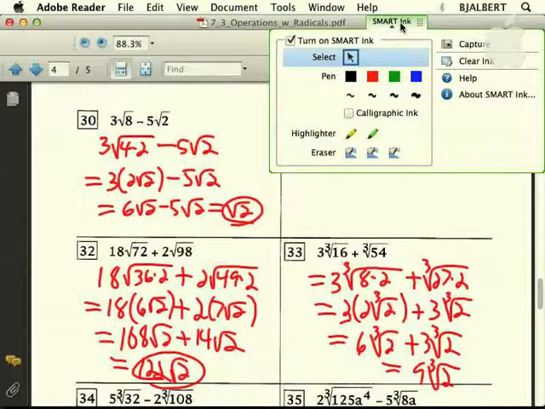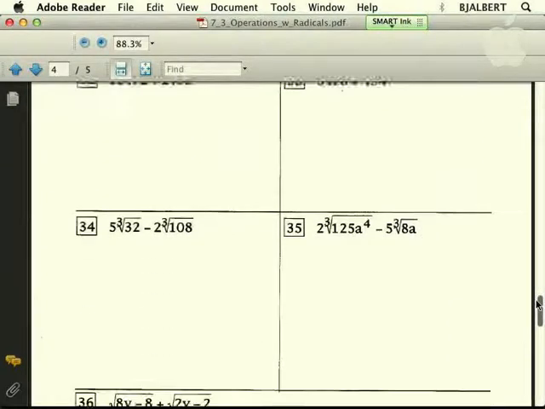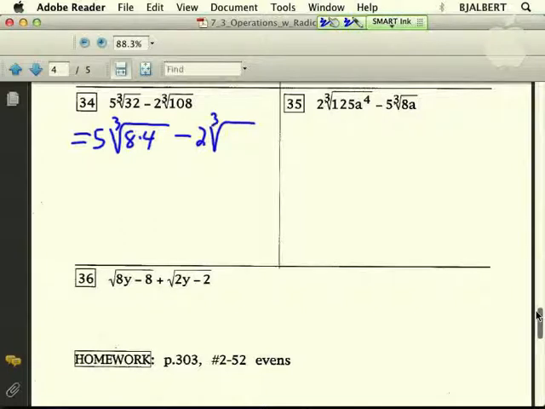34. This one would be 5 times the cube root of 8 times 4 minus, because you want the biggest cube that goes into 32, minus 2 times the cube root of, let's see, 27 times 4.